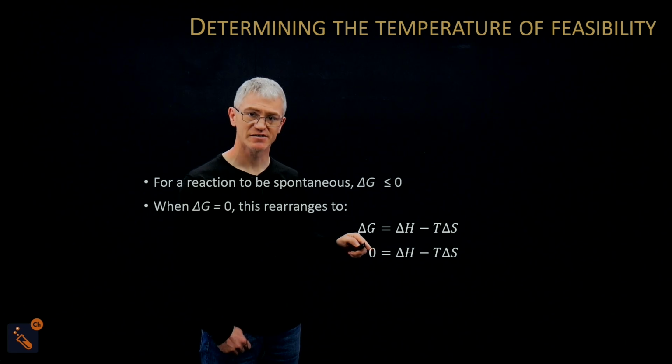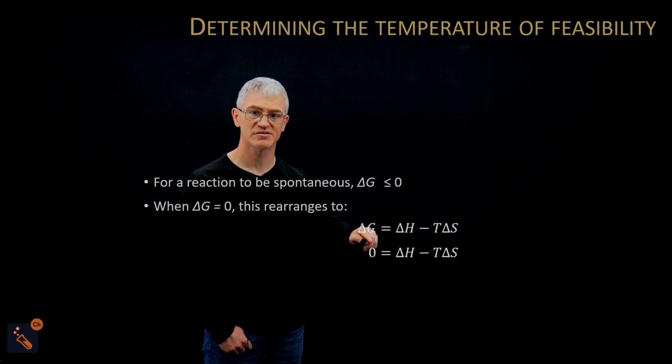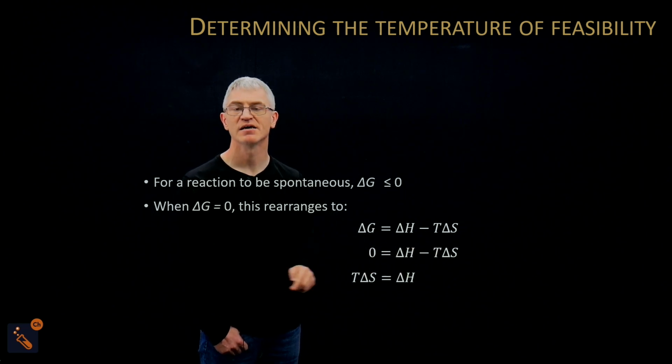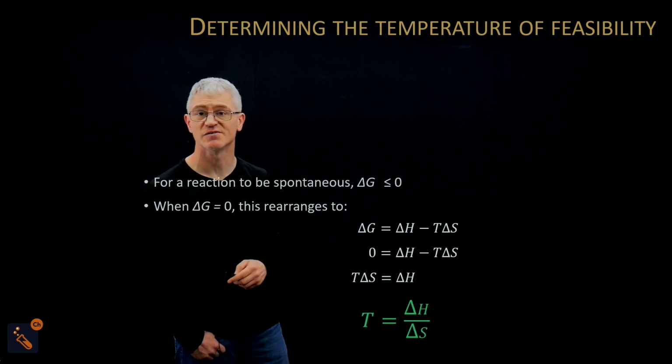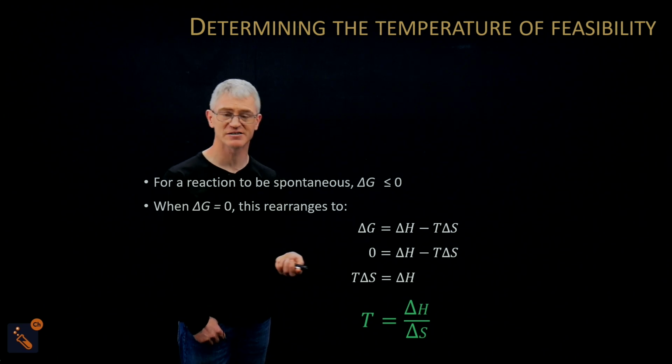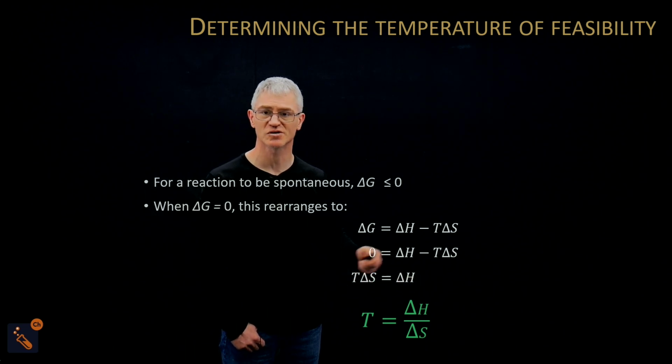If it looks like that, that means if I add minus T delta S to the other side, I'll get T delta S equals delta H. If I then divide by delta S, I get delta H divided by delta S. Now, in the exam style video, we'll do a question like this so you can fit it in, but we're not going to do one for now.